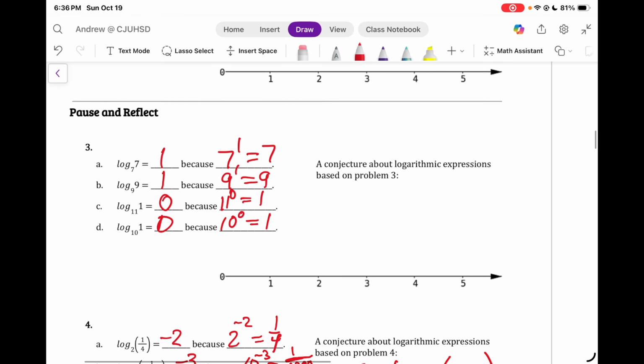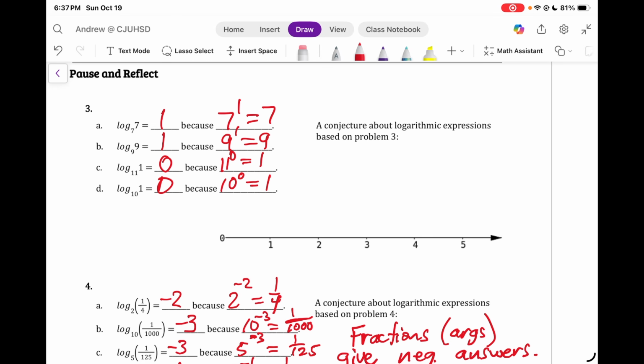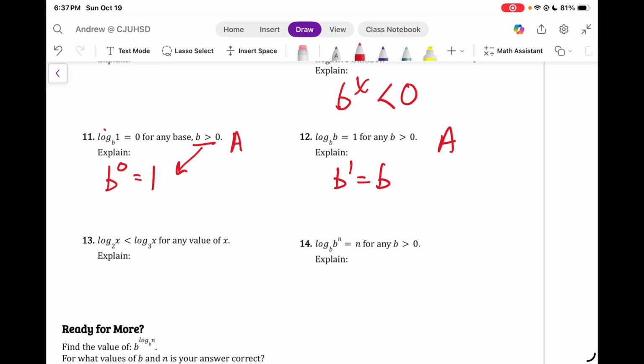Next, log base 2 of x is less than log base 3 of x for any value of x. It's true sometimes, but what if you had 1? Then they would both be equal to 0. So that right there is a sometimes.